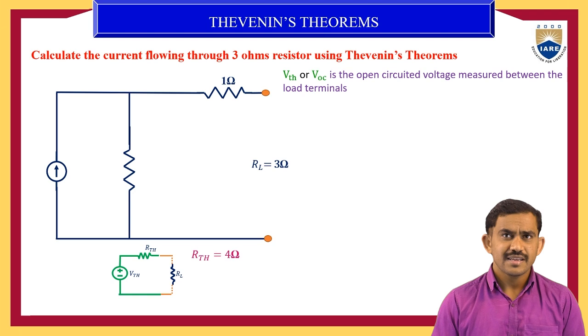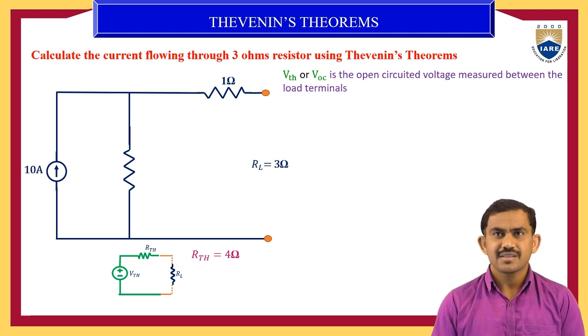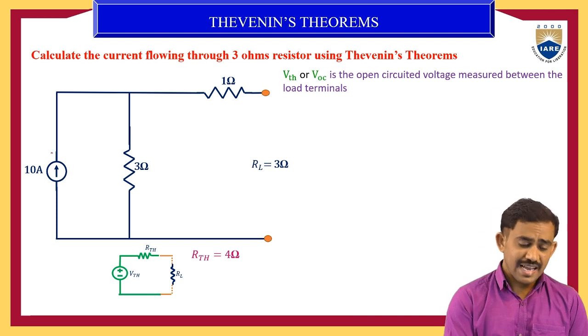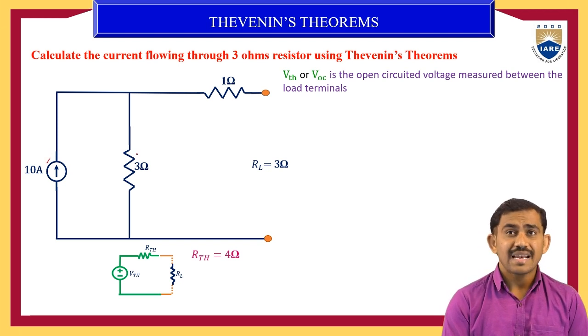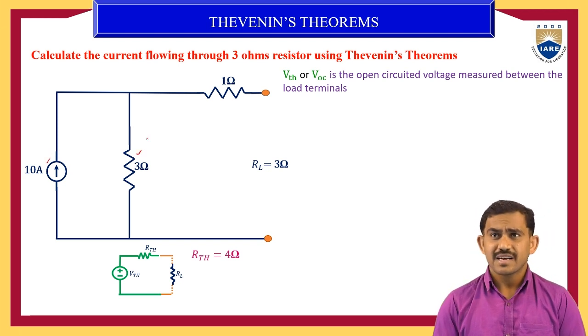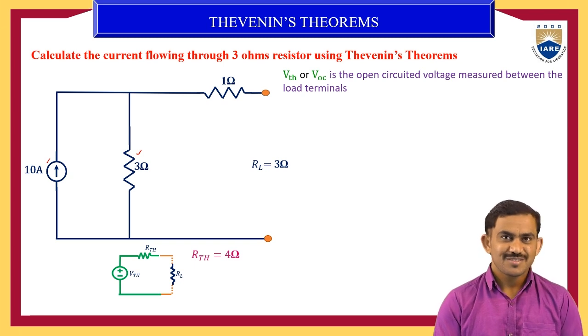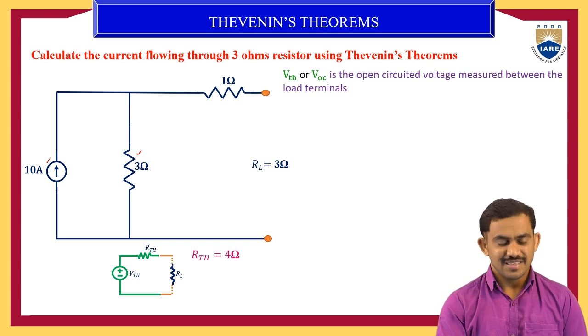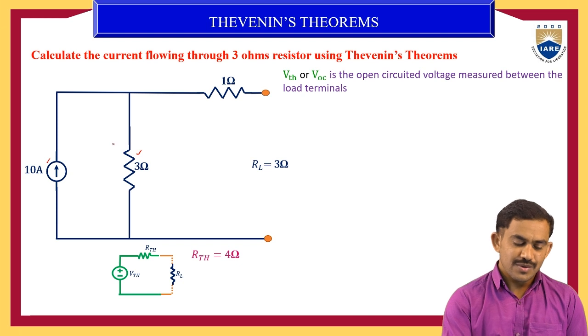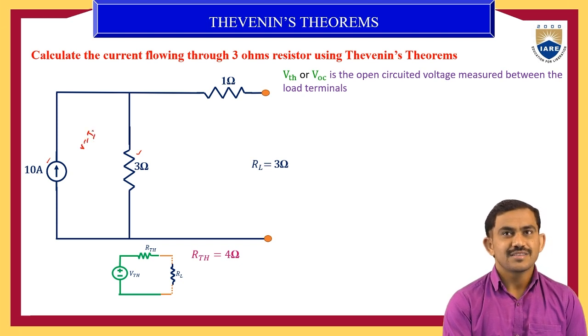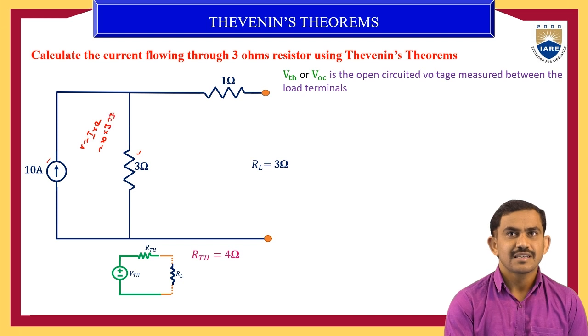What is the current value there? 10 amps. And what is the resistor value there? Just 3 ohms. Now here I have a current source parallel with 3 ohms. Then again you can convert it to voltage source in series with the same resistor. So what is the voltage value there now? That is V equal to I into R. So the I value is 10 into R value 3, you will get 30 volts.